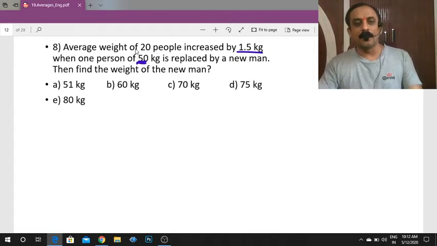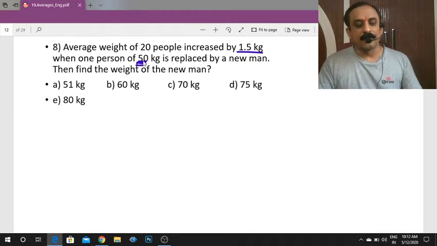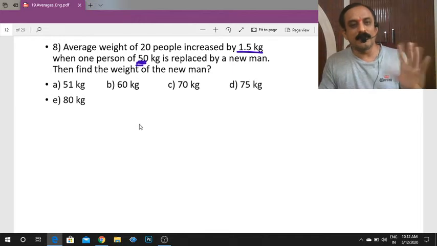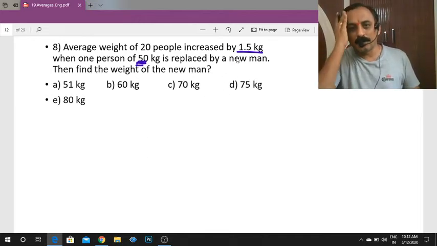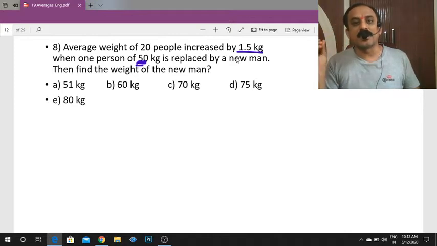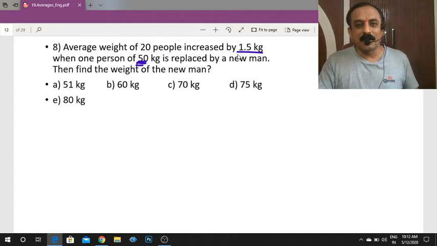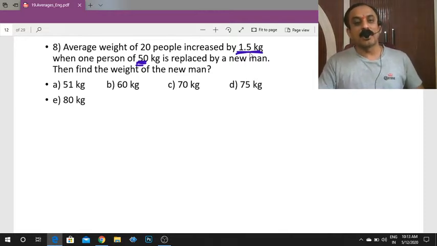For example, suppose the new person's weight is also 50 kg. If the new person's weight is also 50 kg, then there is no change. But after the new person enters, the average increased by 1.5 kg. It means, no doubt, the new person's weight is 1.5 kg more than the first person's weight.